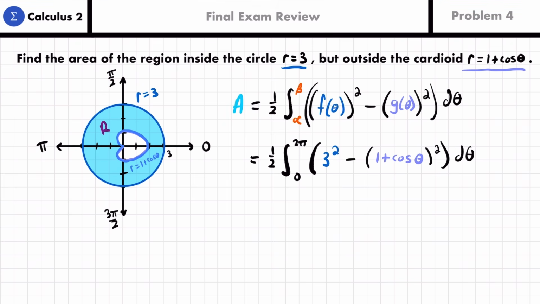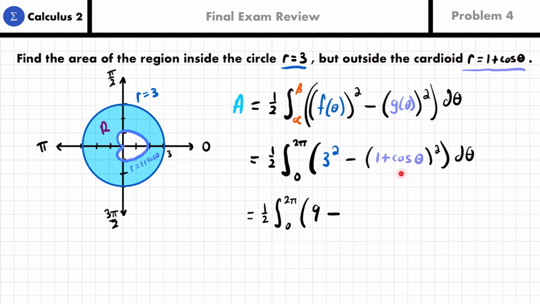Now let's work on evaluating it. The first thing I want to do here is square 3 and square this quantity of 1 plus cosine theta, because currently we cannot integrate this expression. We have to simplify it and manipulate it a little bit into a form that we can integrate. Okay, so this is equal to 1/2 times the integral from 0 to 2 pi of 9 minus this quantity squared. And I'm going to use a trick here to square it quickly.